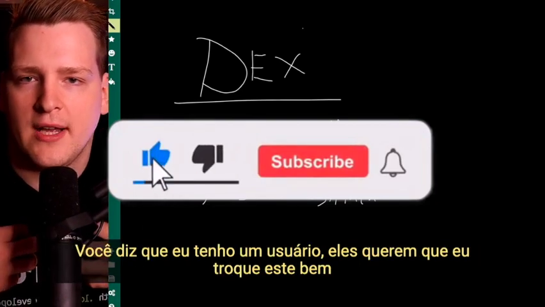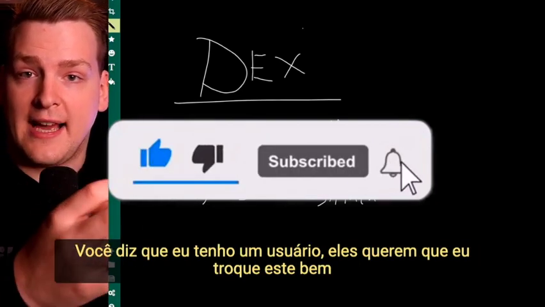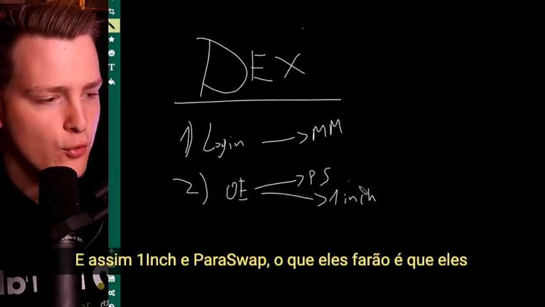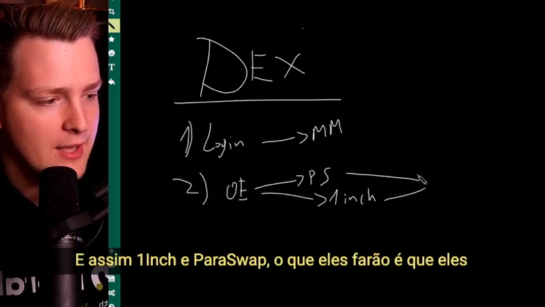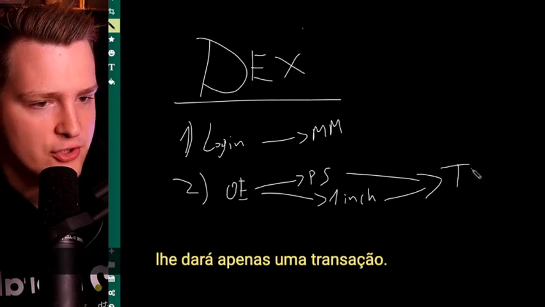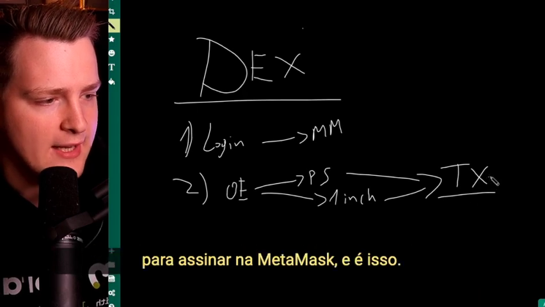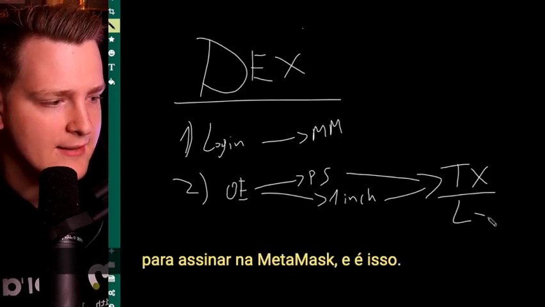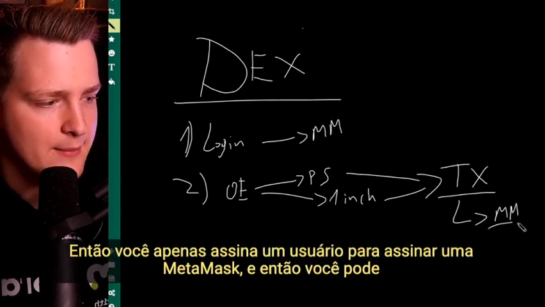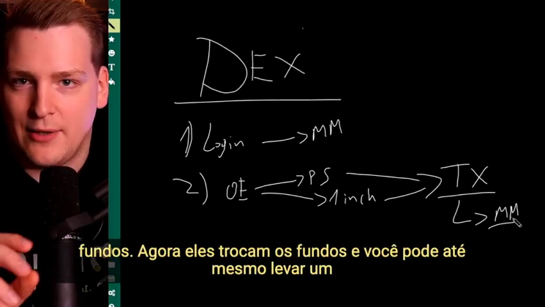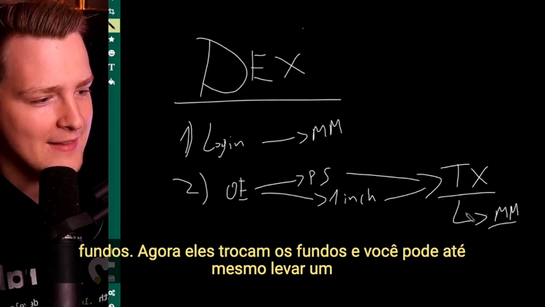You tell them, I have a user, they want to swap this asset for this asset. Please generate the transaction. And so 1inch and Paraswap will just give you an already finished transaction that you can ask the user to sign in MetaMask. And that's it. So you ask the user to sign in MetaMask, and then you can follow the transaction. And when the transaction has finished, the user has their funds. Now they switch the funds, and you can even take an extra fee.